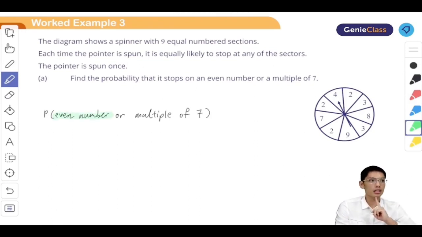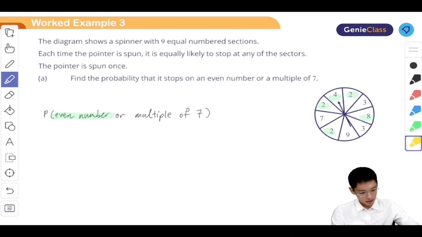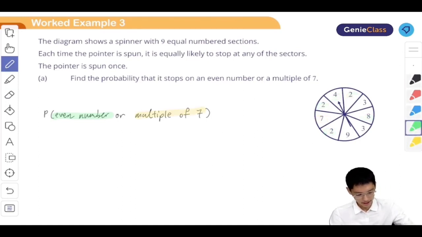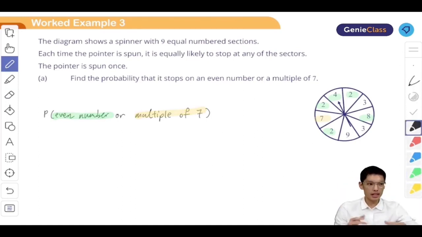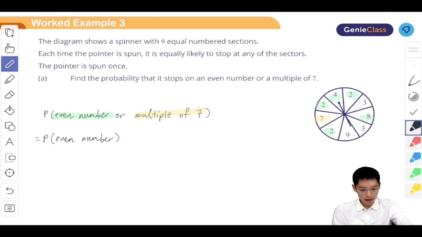Even numbers, what does it mean? Shade it over here. So 2, 4, 6, 8. These are my even numbers. Multiples of 7, that's only one. So, are they mutually exclusive? In this context, yes, because the spinner is laid out such that the even numbers in green and my multiples of 7 have no intersections.